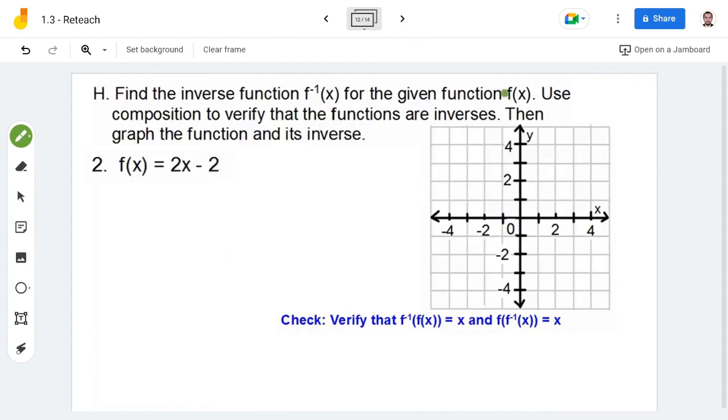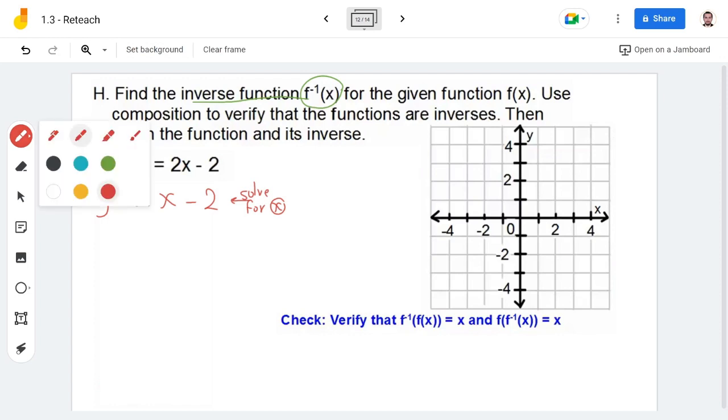Now let's start with the first question here. Find the inverse function, which is f to the power negative 1 of x, for the given function f of x. Use the composition to verify that the functions are inverses. Then graph the function and its inverse. First step, we need to replace f of x with y. So y equals 2x minus 2, right? Now solve for x, which means we need to isolate x. So how can we solve for x?